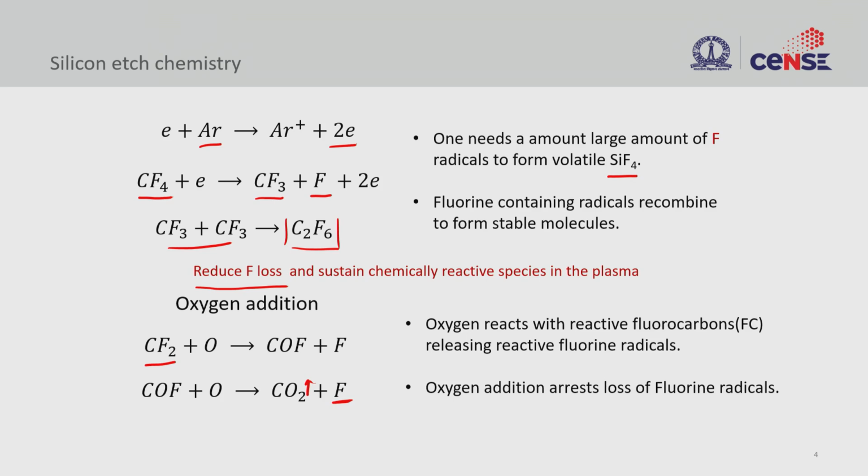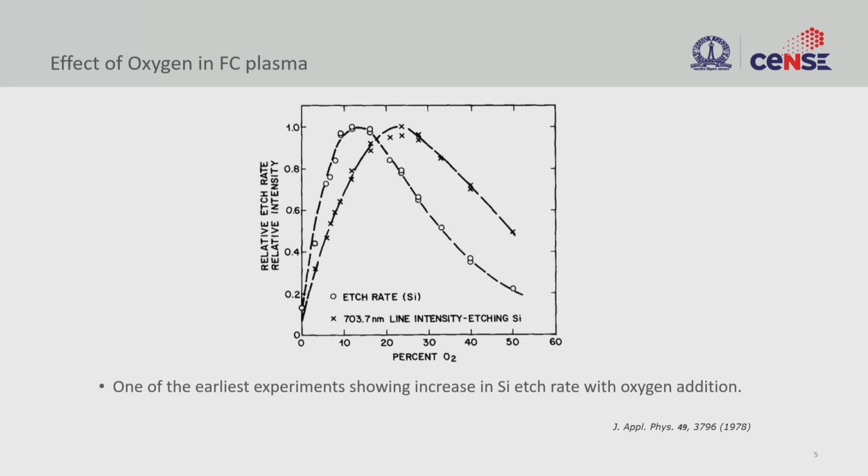Addition of oxygen to CF4 helps you increase your fluorine radicals, and this also helps you achieve higher etch rates. When you don't add oxygen, your etch rate is going to be low. This was done a long time ago, understanding how oxygen percentage helps the etch rate of silicon. As you can see here, the etch rate increases, and this one is the etch rate, and this is actually the emission spectra. This is the line intensity. This is the plasma diagnostics.